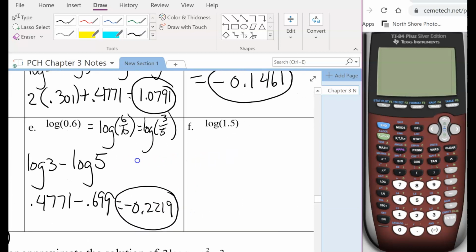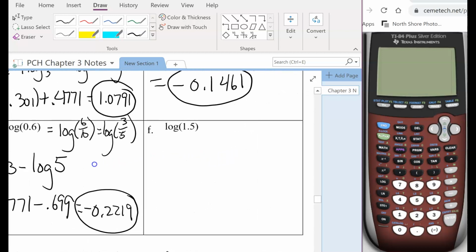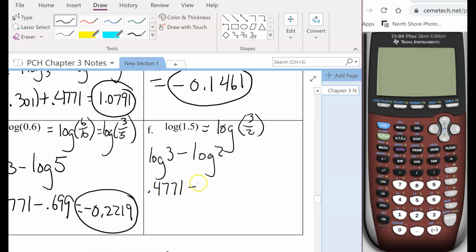Alright, and the last part for example F. Again, let's rewrite this as a fraction. So 1.5 is 3/2, so that's log of 3 over 2, which can become the difference of two logs. So log 3 minus log 2. It's 0.4771 minus 0.301, and that becomes 0.1761.